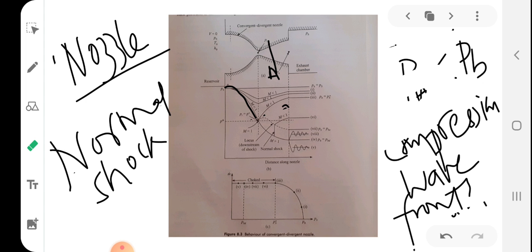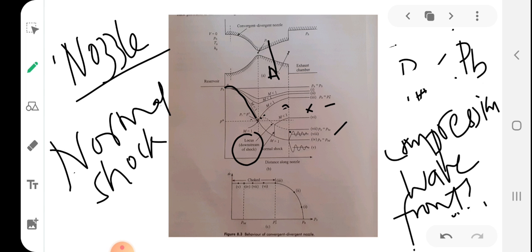Okay. So any back pressure in between PB star and a particular value called PBE, the normal shock occurs within that diverging section. So this dotted line represents the locus of the shock.